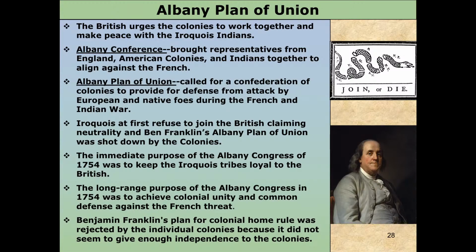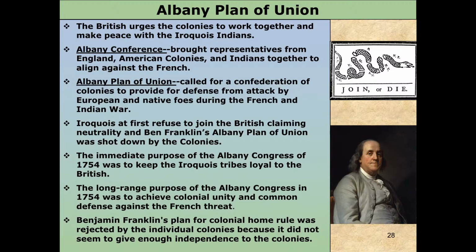Because we're fighting both the French and the Indians. Why don't we just come together? Why don't we join? Or we'll die. See where we're getting with this? So, at first, the Iroquois are going to refuse. They're going to say, yeah, we're neutral. The colonies are going to shoot down Benjamin Franklin's Albany Plan of Union.